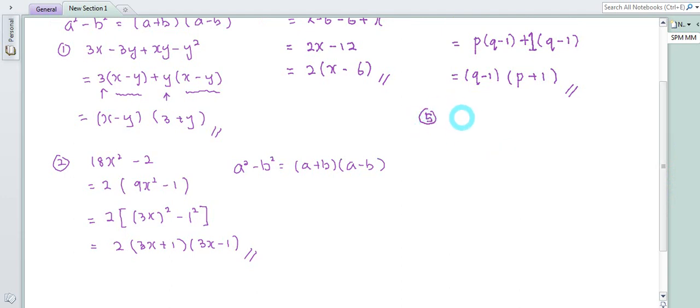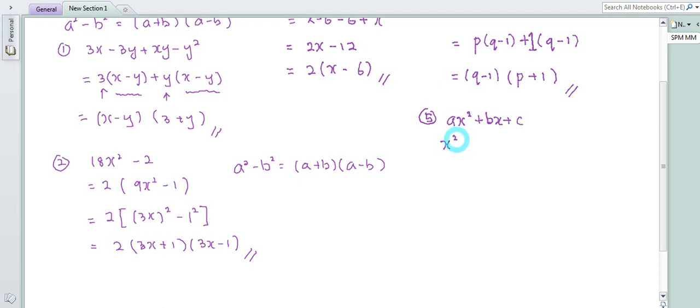Okay, let's go to number 5. Okay, this one is the main things that we need to know for this chapter. Quadratic equation, quadratic expression. In general form, you have ax squared plus bx plus c. Okay, when you have this type of expression, normally we will use this method. Okay, let me choose some example for you.